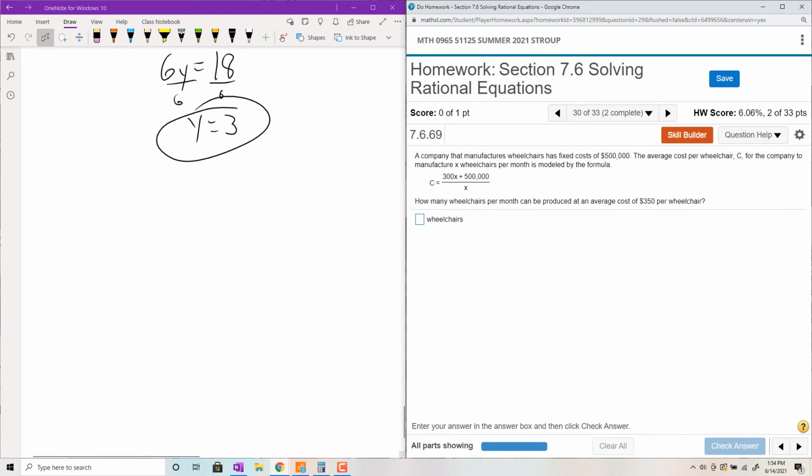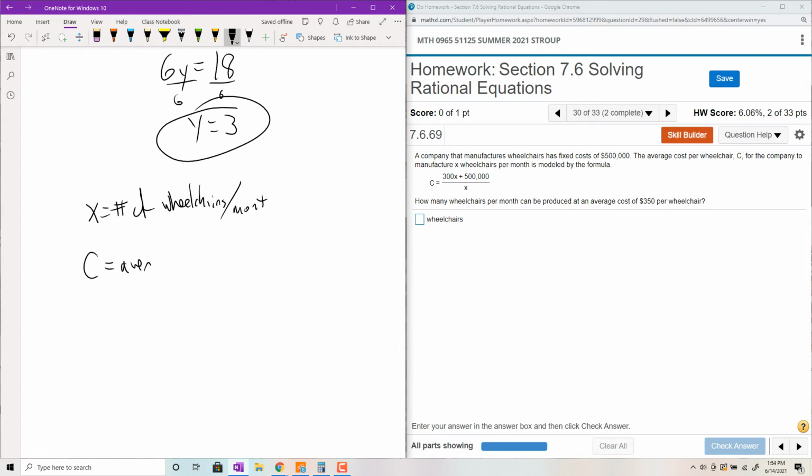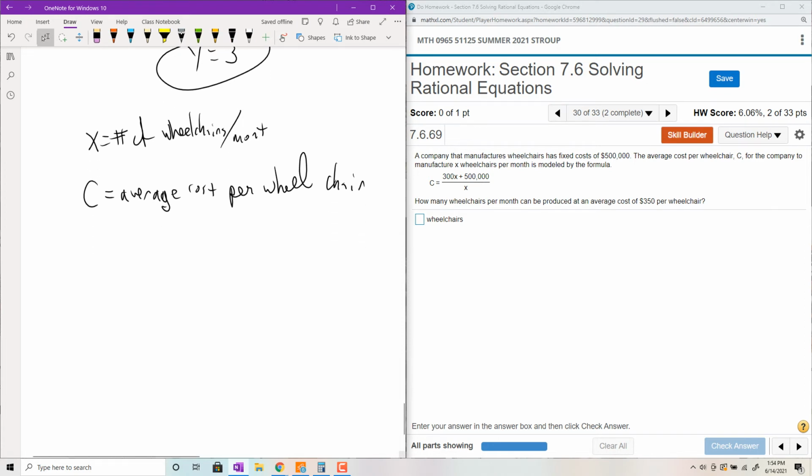Restriction, we have a cost function. The average cost per wheelchair C for the company that manufactures X wheelchairs per month. So X is the number of wheelchairs per month. C is average cost, average cost per wheelchair. Sorry about my handwriting. So big C equals 300x plus 500,000 all over X.